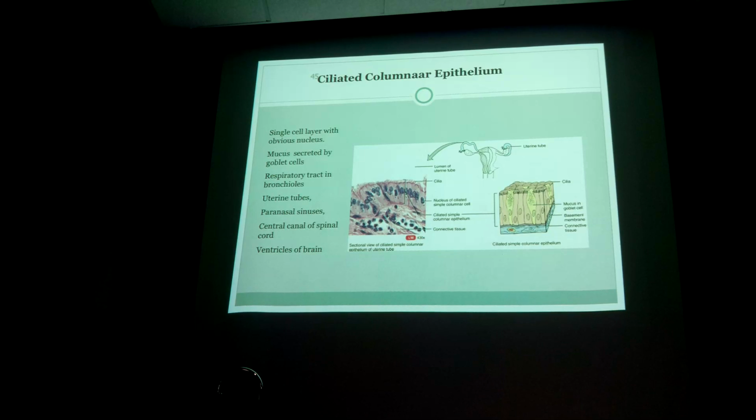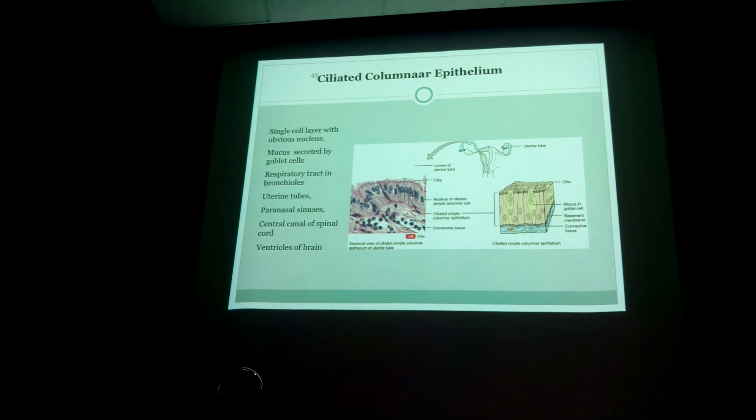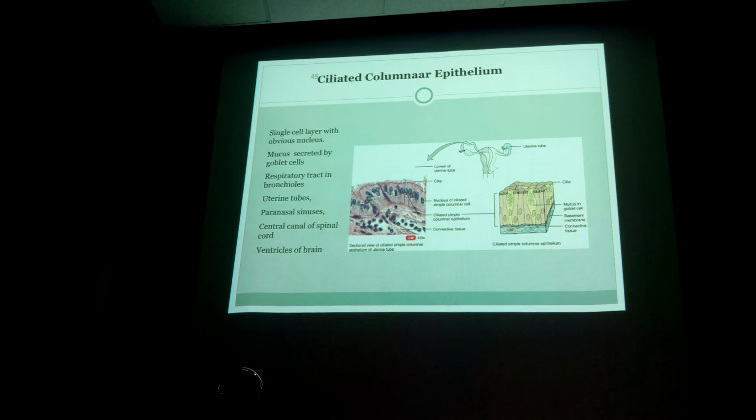And here are some other places where you might find ciliated columnar epithelium: the bronchioles of the respiratory tract, paranasal sinuses. This is kind of interesting. I don't think I ever noticed that before. Central canal of spinal cord, and ventricles of brain. Now this kind of makes sense, but it's interesting. So we'll talk about that when we study the brain.